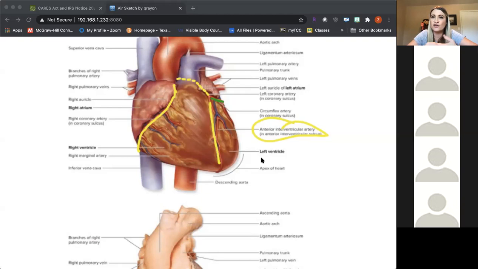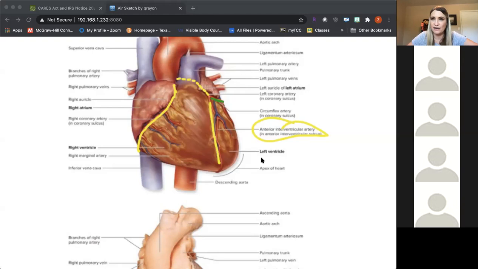The anterior interventricular artery is also known as the widowmaker because it supplies the anterior sides of the ventricles as well as the interventricular septum. That means it brings blood to those parts. If this artery gets occluded, it's the most common cause of fatal heart attacks. So it's a very important artery for our heart.